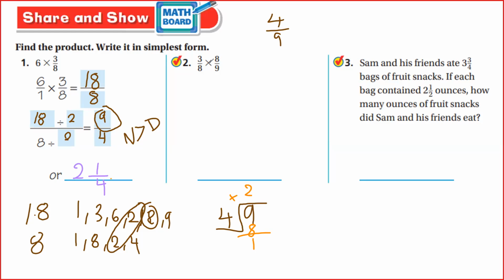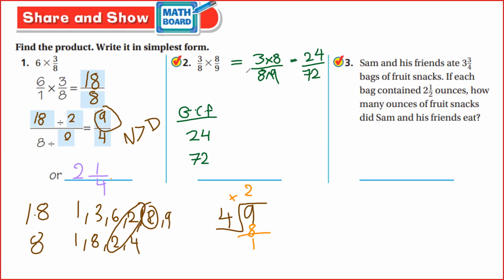Okay. 3 over 8 times 8 over 9. How will you multiply it? We're going to multiply 3 and 8. Yes, bravo. So we have to multiply 3 times 8, which is 24. 24 over what? Multiply 8 and 9. 8 times 9 is 72. The next, what do you have to do? We have to simplify it by finding the greatest common factor. Yes. 24 and 72.